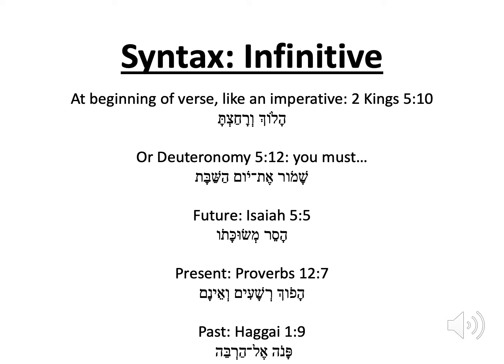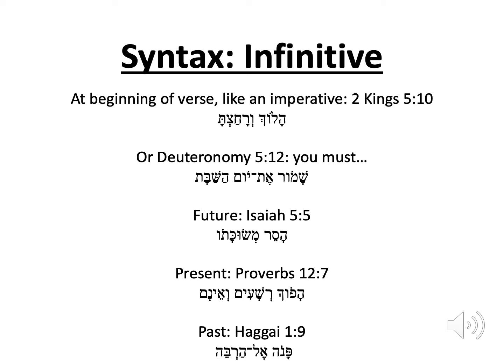Sometimes the infinitive absolute is used in place of a future verb, such as Isaiah 5:5, where God says that he's going to break down the hedge around the vineyard that is Israel. But again, the breakdown here is an infinitive absolute, not a perfect or imperfect verb. Sometimes it's used as a present verb, such as in Proverbs 12:7, which says that the wicked are overturned and are no more, as though this is taking place right now or has recently taken place.